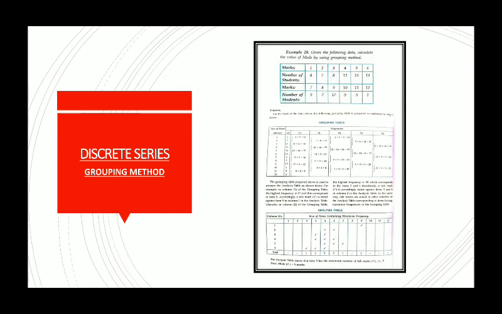So we can understand this with the help of a table. Here the example shows: calculate the mode with the grouping method, where the variable is marks from 1 to 12 and the number of students is given for each mark. What we need to do here is, first of all, make a grouping table. Now what is this grouping table? The grouping table includes many columns.